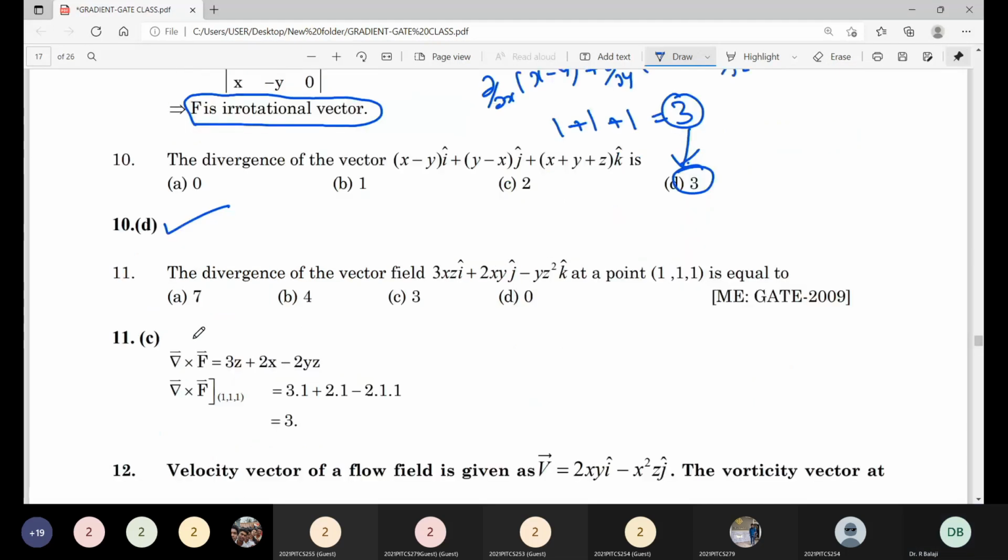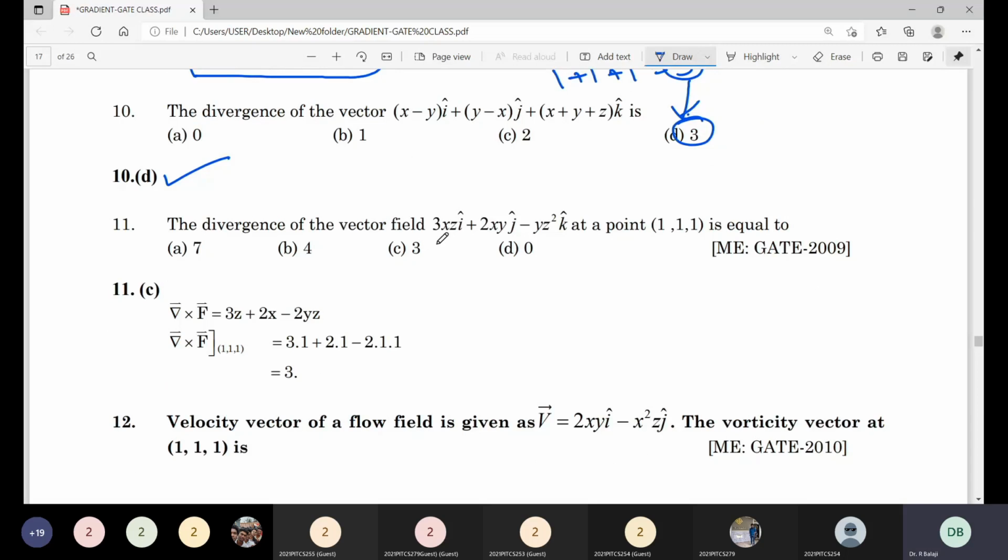Then the divergence of the vector field 3xz i vector, 2xy j vector, minus yz square into k vector at the point 1 comma 1 comma 1 is equal to 3z plus 2x minus 2yz. So 3 into 1 plus 2 into 1, minus 2 into 1 into 1. So 3 plus 2 is 5, 5 minus 2 is equal to 3, is the answer. So option C is the correct answer here.